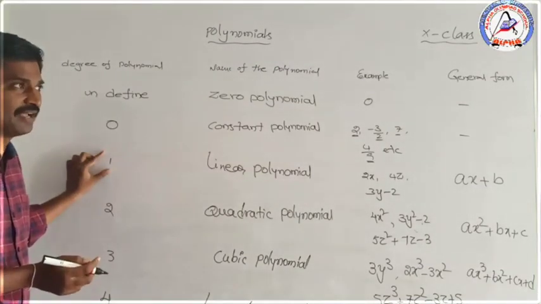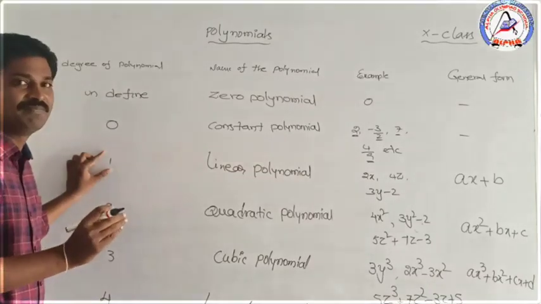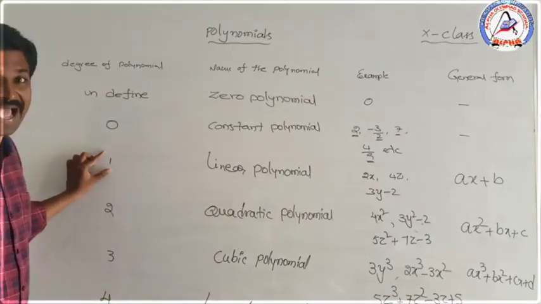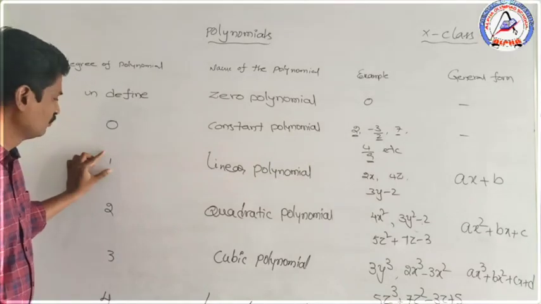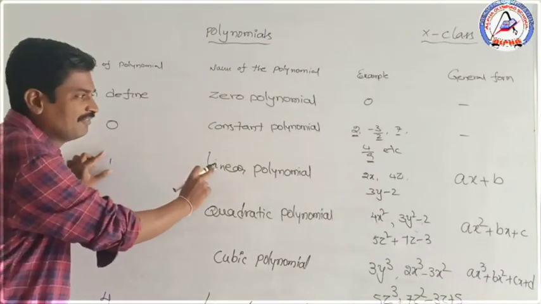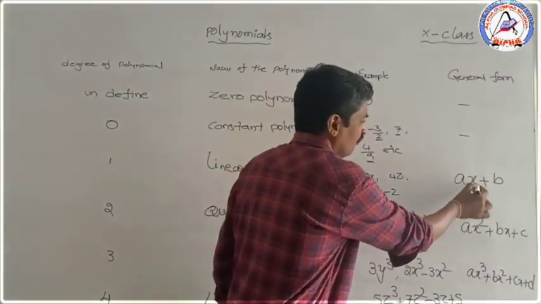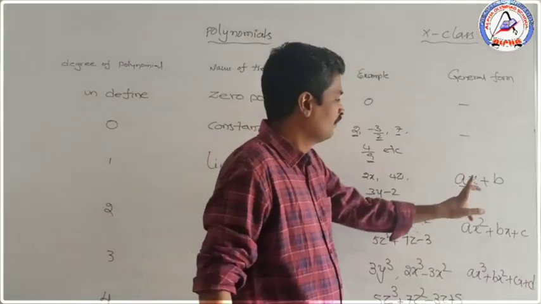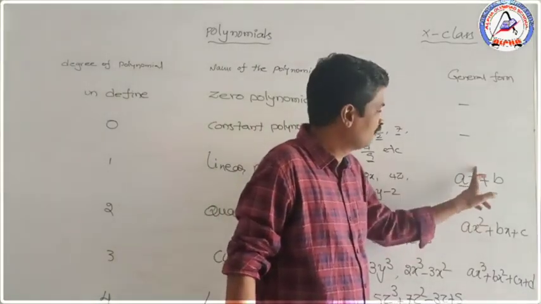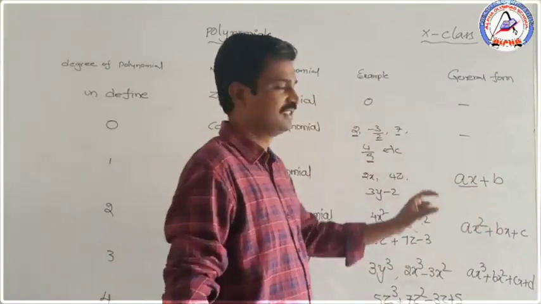If a polynomial's degree is 1, then the polynomial has a maximum of 2 terms. The 2 terms are like this: a variable term and a constant term. These are the 2 terms.